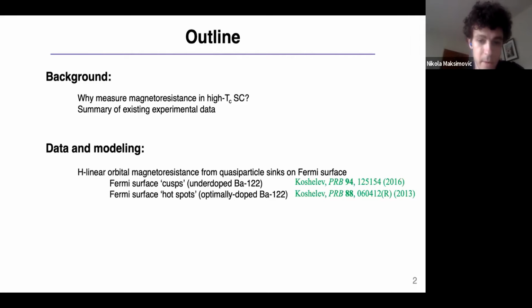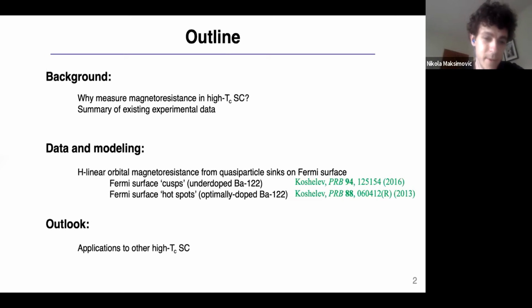In particular, the model is based on magnetoresistance in the presence of what I call quasi-particle sinks on the Fermi surface. These are either regions of very high Fermi surface curvature or very high scattering rate. And these are applicable to underdoped and optimally doped barium-122 respectively. Finally, I'll have basically one slide of potential applications to other high temperature superconductors.